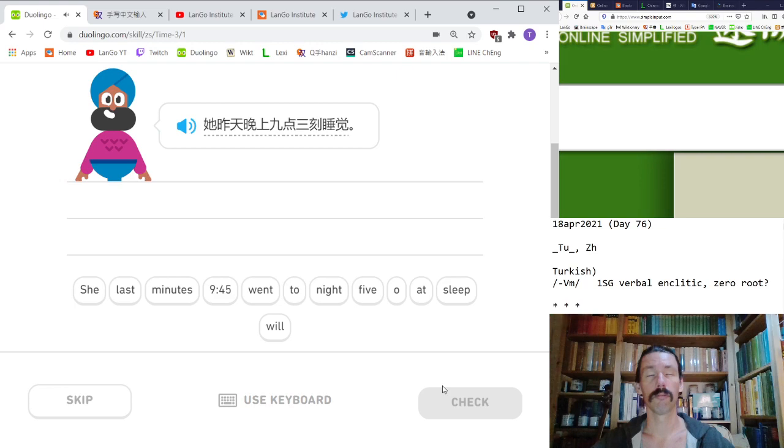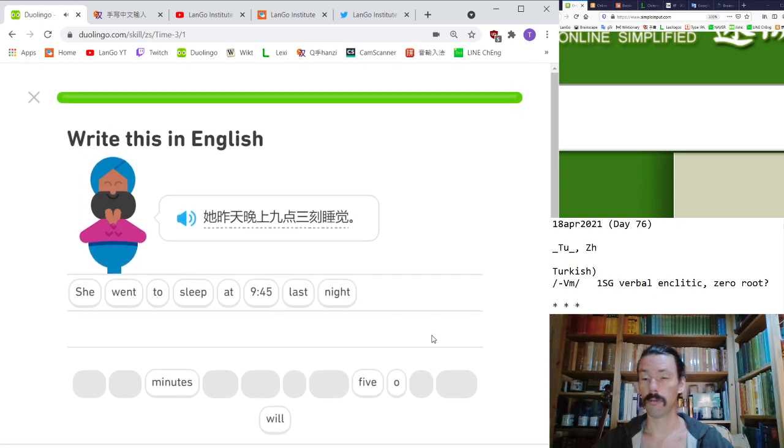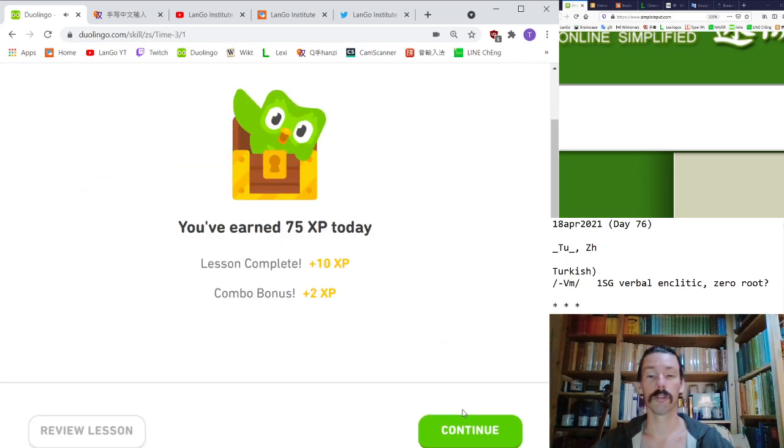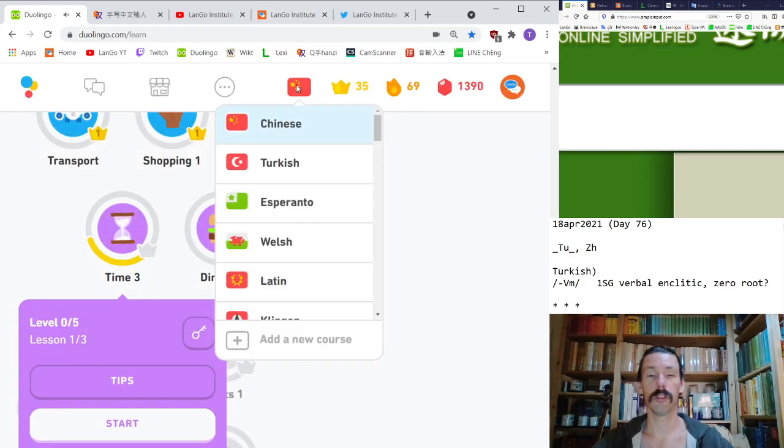他昨天晚上9:03睡觉。Wait, she went. 昨天晚上 can only be in the past. To sleep at 9:45 last night. Save there, good. Okay.